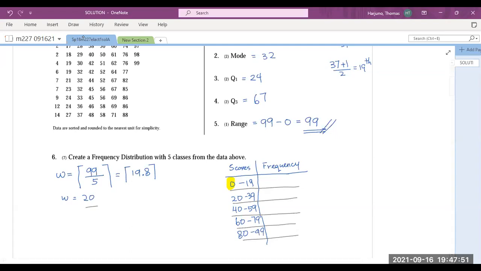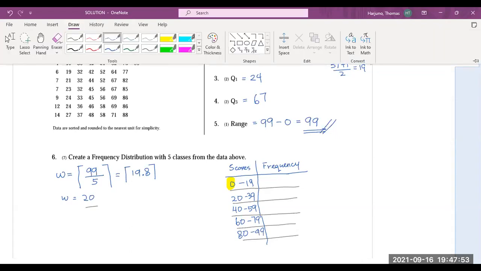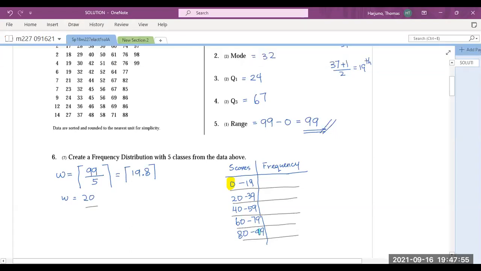It just happened in this case that the upper class limit of the highest class is the same as the maximum value. That is not usually the case. It is possible that the upper class limit of the highest class is, let's say, 100 or 102. That's okay. Just make sure that you keep on adding the class width. Are you with me?